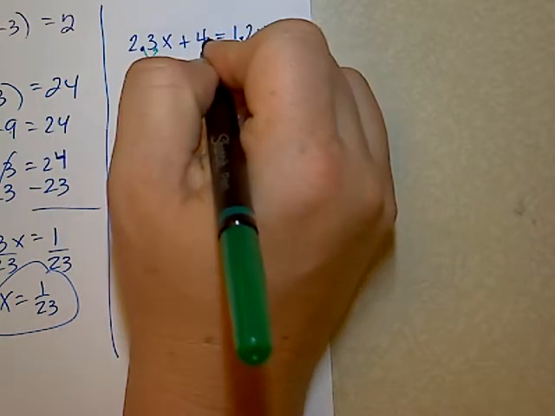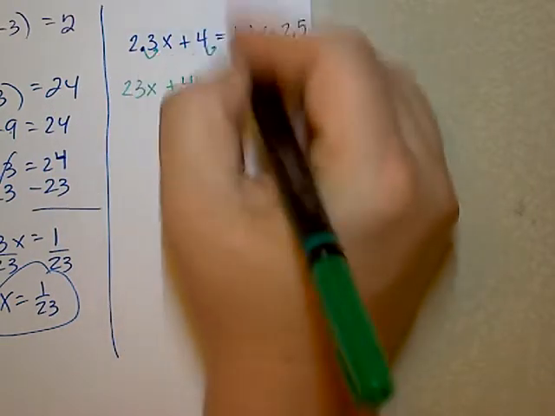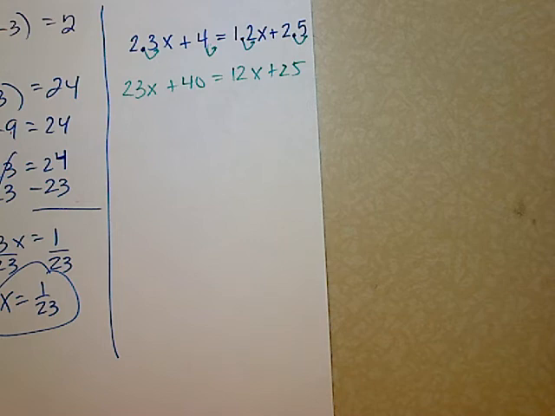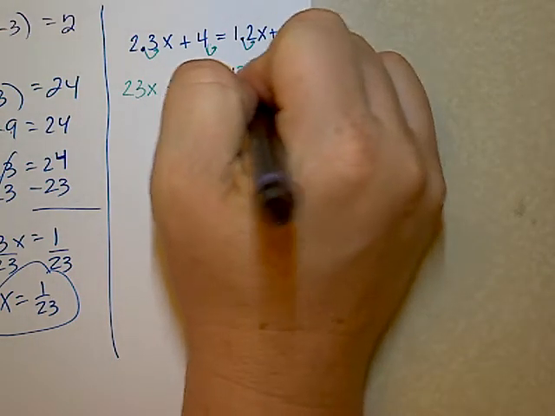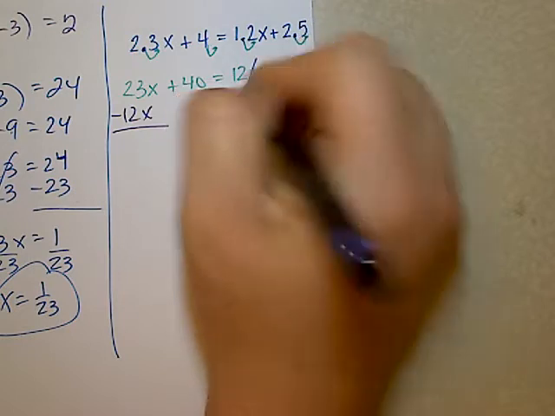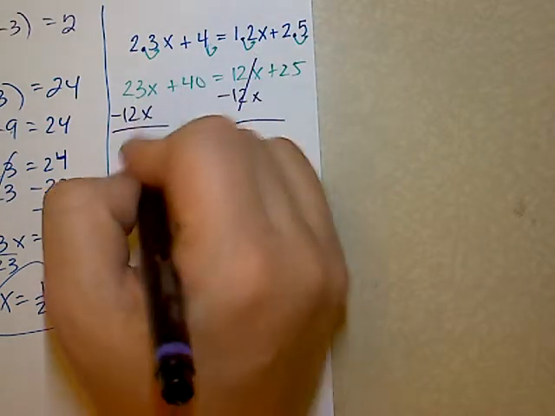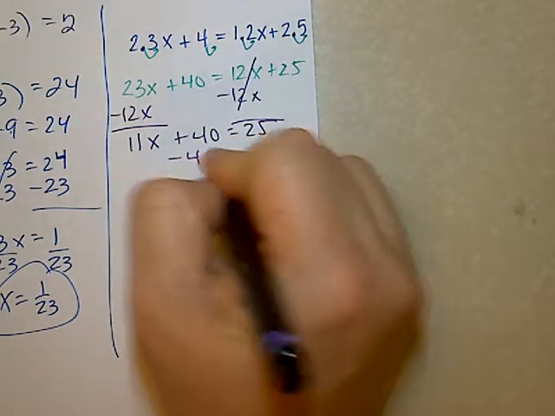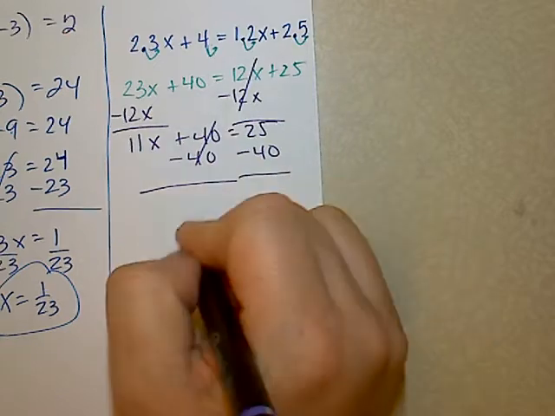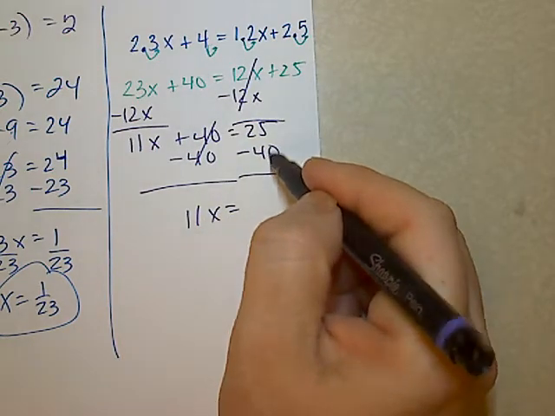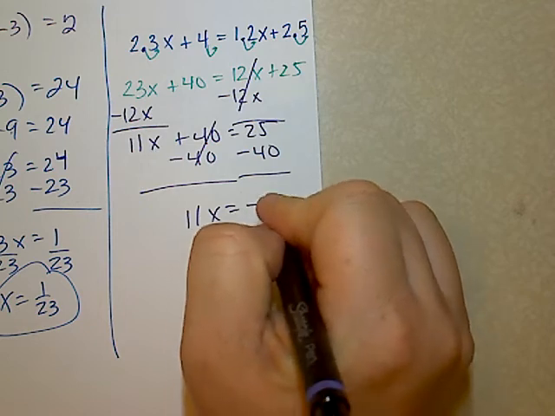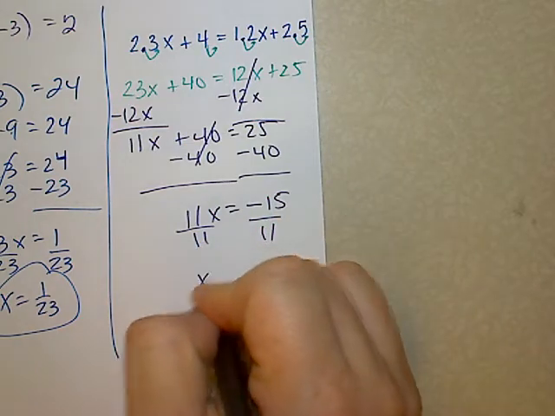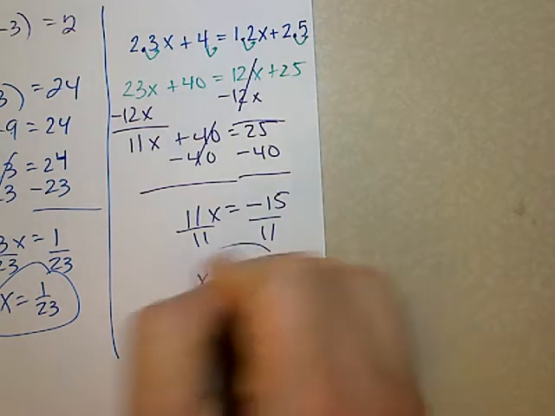So 23x plus, this becomes 40, you move it once to the right and fill in the 0, equals 12x plus 25. I'm going to move the x's to the left. 23 subtract 12 is 11x plus 40 equals 25. Move the 40 over to the right-hand side. If you take 40 away from 25, you end up with a negative 15. Now divide by 11, and x equals negative 15 elevenths.